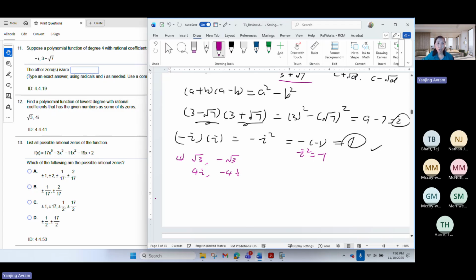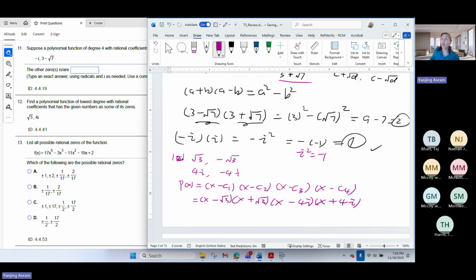So how do I find this one right here? I will write down my P of x equal to x minus c1 times x minus c2 times x minus c3, and so on. This only has 4 degrees. So we're going to have x minus square root of 3, times x minus negative square root of 3, which is x plus square root of 3, times x minus 4i, and then x minus negative 4i, which is x plus 4i. I will need to multiply all these together and find my polynomial.